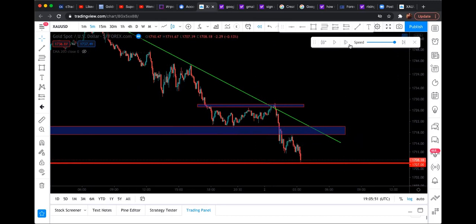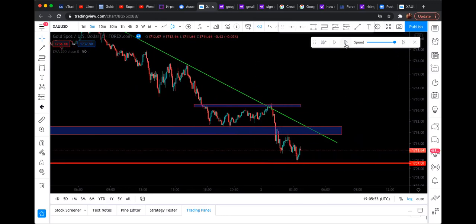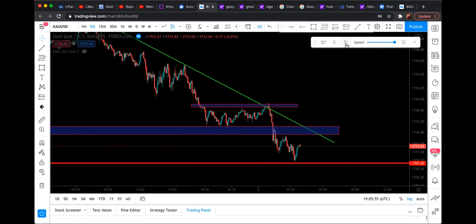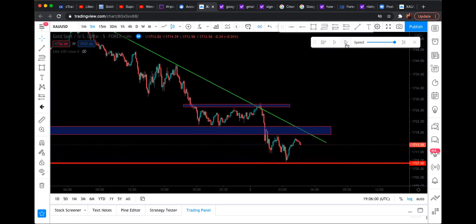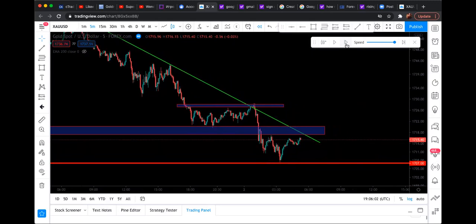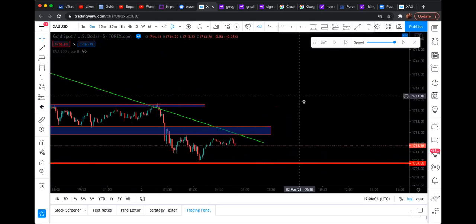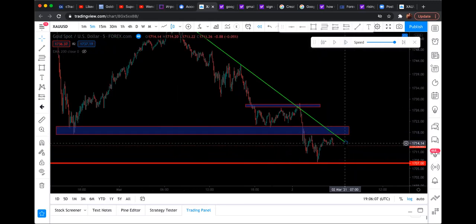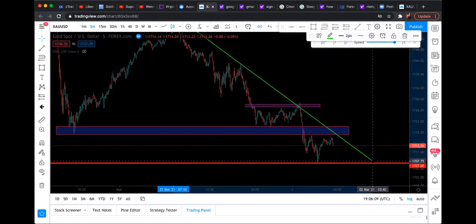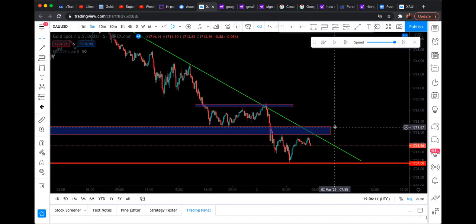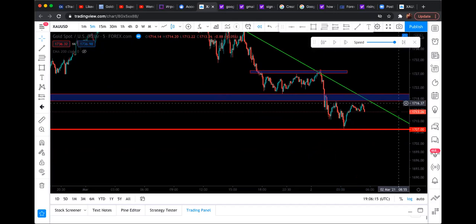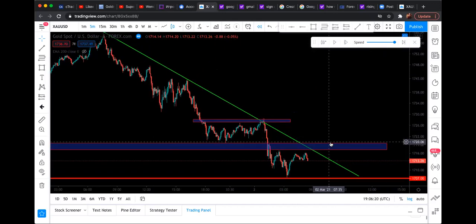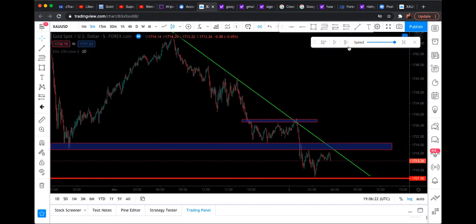Now let's see the continuation of what the market does. So as you can see, I'm still on a sell until I get a breakout of the trend line and this support area, then I'll buy. As soon as I get a breakout of these two areas, then I'm in for my buy.